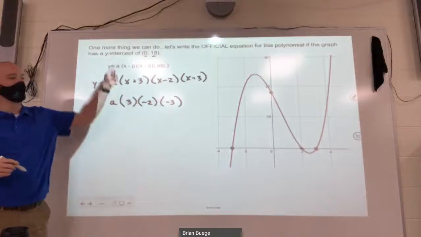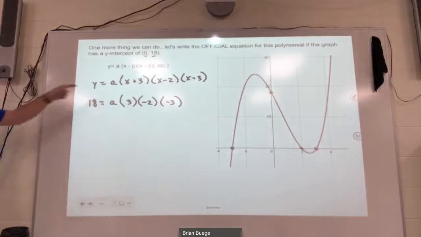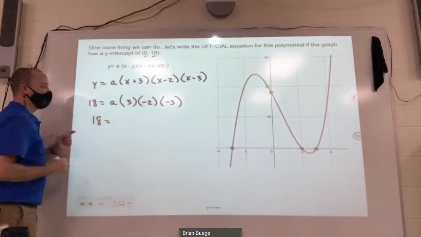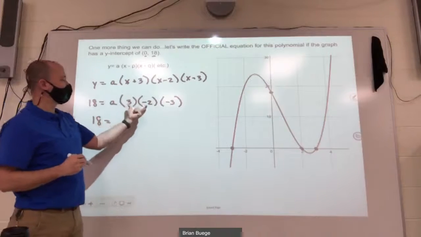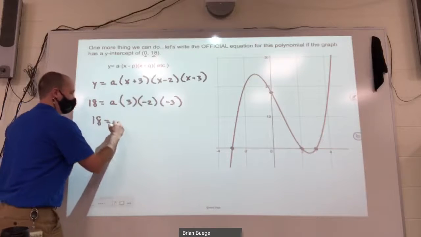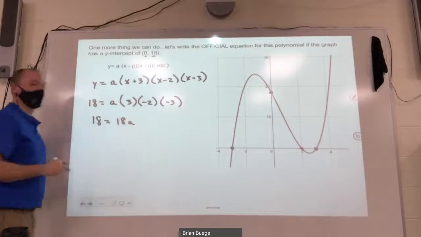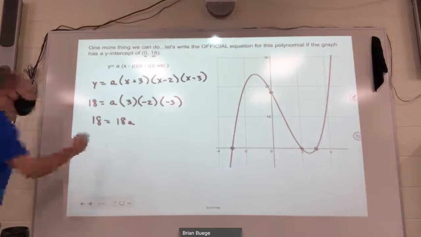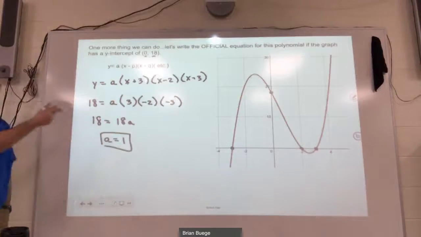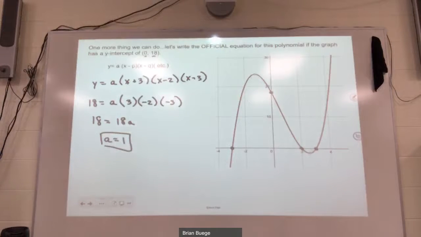Okay, so I took the 0, plugged it in for the x's, took the 18, plugged it in for the y. Now if we clean this up a little bit, I get 18 equal to, you get negative 6 times negative 3 is a positive 18. So 18a, which means, in this case, a turns out to be a positive 1. We knew it was positive, and in this case, it's positive 1.